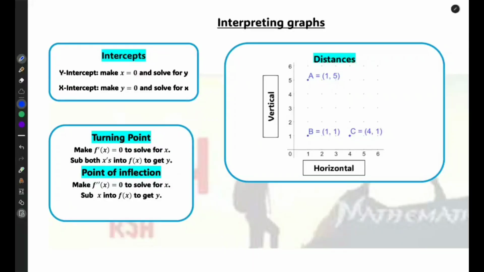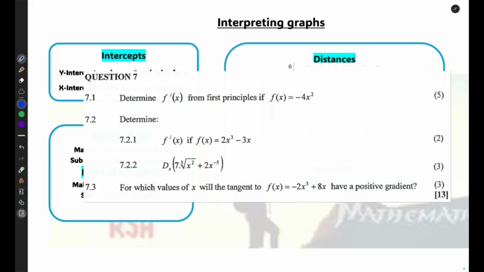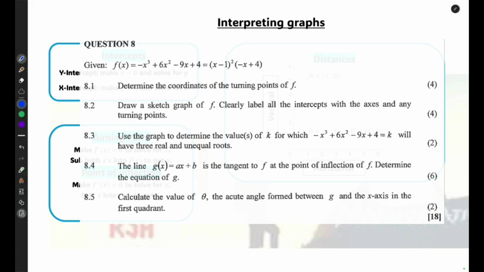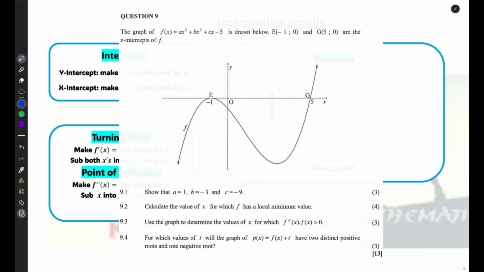Welcome to a video on interpreting cubic graphs. Like I said in a previous video, there are three questions that you're going to see in an exam relating to calculus. The first one is first principles and the rules of differentiation. The second one is graphs, where you're either going to have to draw something, or where they drew it for you and you need to interpret the question. That's what we're looking at now.